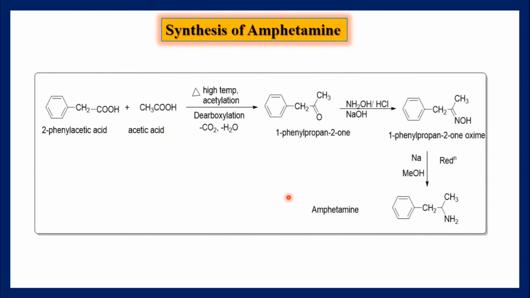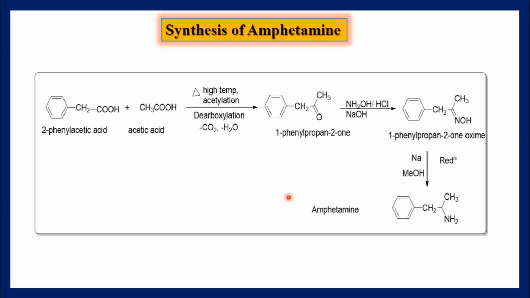Today we are going to learn the synthesis of amphetamine, which is a phenyl propylamine derivative. There are two subclasses of this phenyl propylamine derivative, phenyl N-propylamine and phenyl isopropylamine. Both these subclasses are used as antidepressant drugs, and they are also used in the treatment of obesity and to reduce appetite.